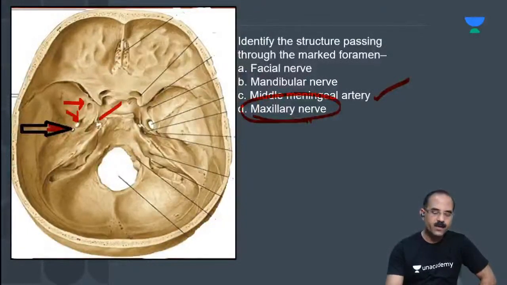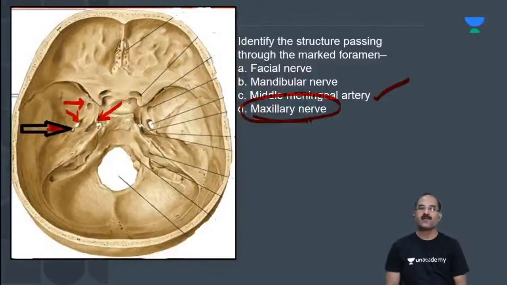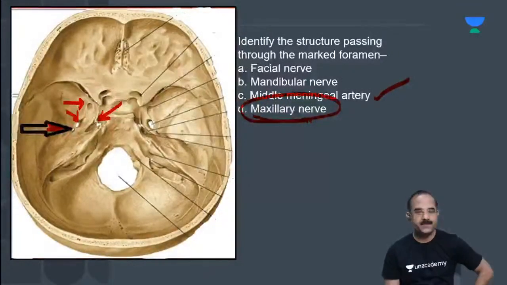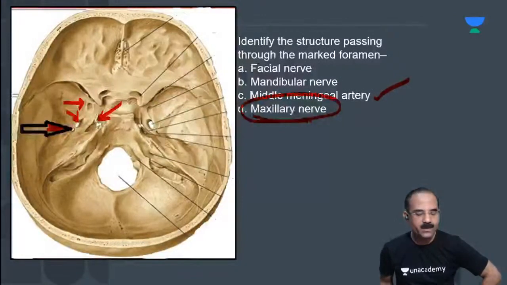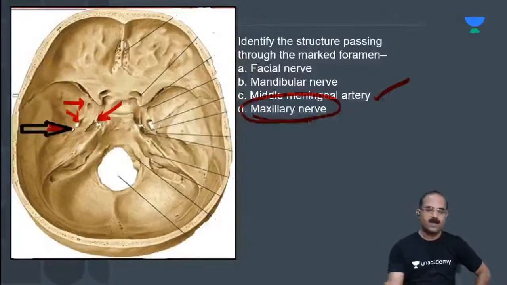And what's this foramen? That's the foramen lacerum. And what passes through the foramen lacerum? Any guesses? The internal carotid artery. Internal carotid artery, right? Oh, okay, very good.